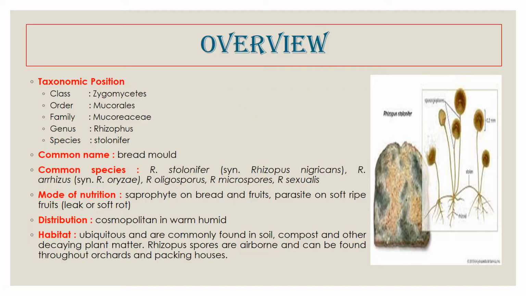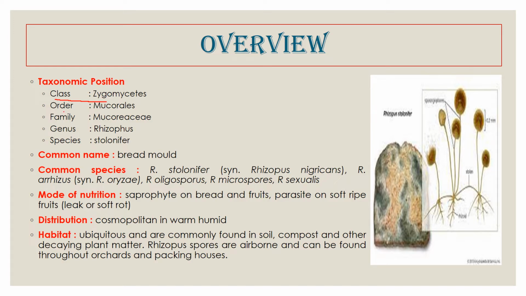In the overview, first we will be discussing the taxonomic position, which is quite important in long questions. In long answers, you get separate marks for writing the taxonomic position, so that's very important. Rhizopus belongs to class Zygomycetes, which is characterized by chitinous cell wall, coenocytic mycelium, and lack of motile spores, that is, lack of zoospores.